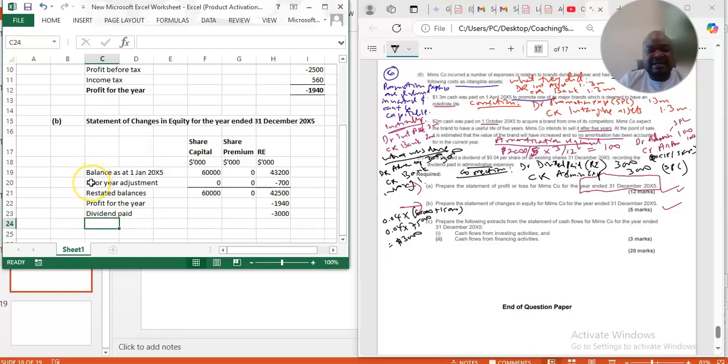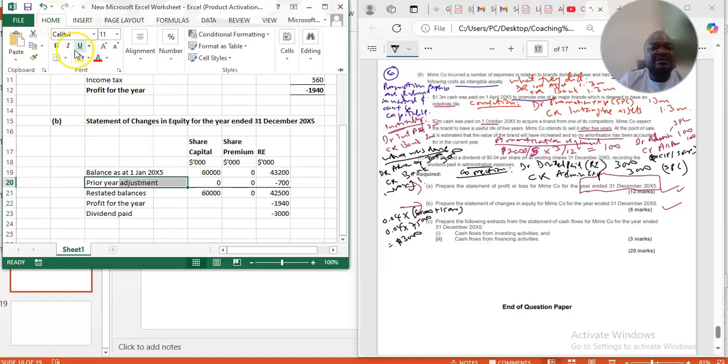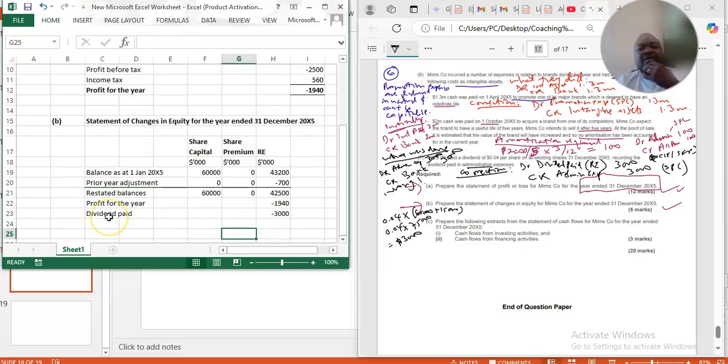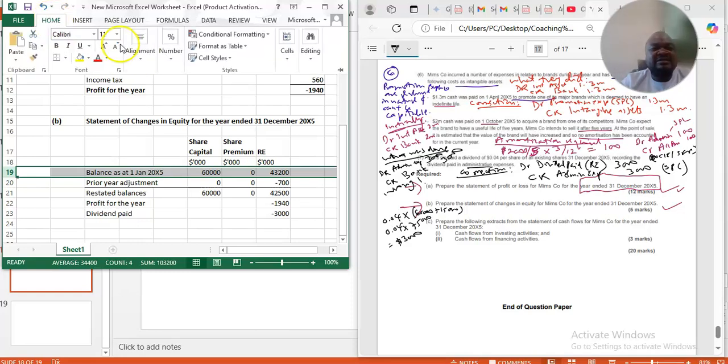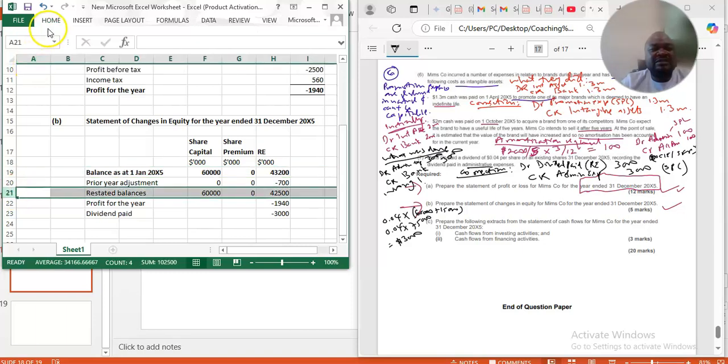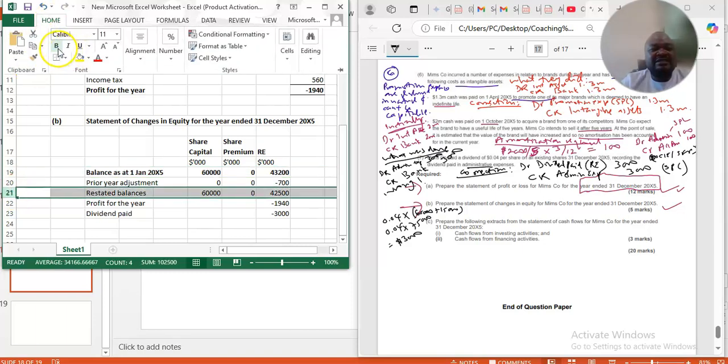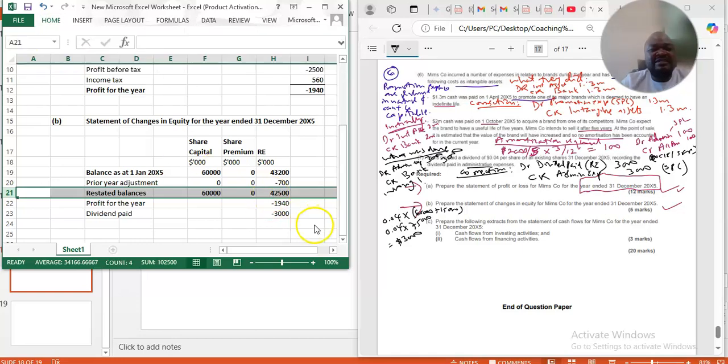Then the other thing that affects the statement. I want this line to just cut across, so let me again increase it. Better, so that it looks nice. You can format the first balances, make them bold. The restated balances again, you can make them bold just to look nice. Better.